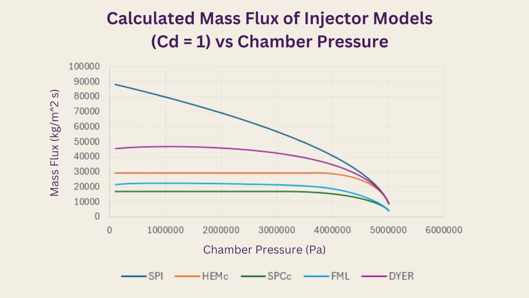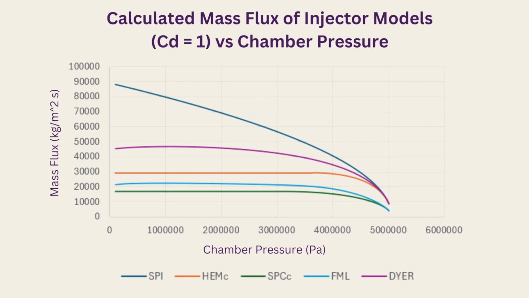Here are 5 models that I've implemented in my code. You can see the mass flux, which you can just think of as the mass flow rate. It's just the kilograms per cross-sectional area, and then the chamber pressure. So you can see that some of these better models, like the FML model, the HEM model, and those ones, they show this kind of choking behavior where you have this change in pressure where you have a meaningful increase in the mass flow rate.